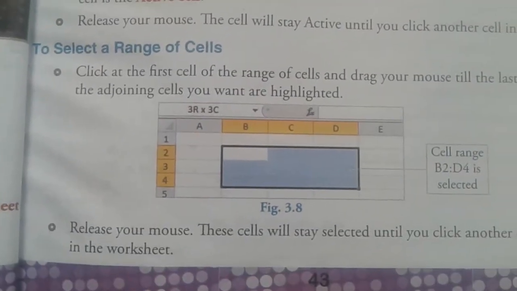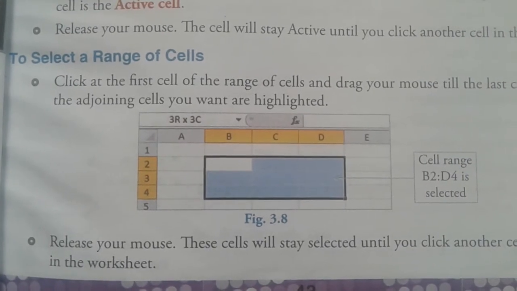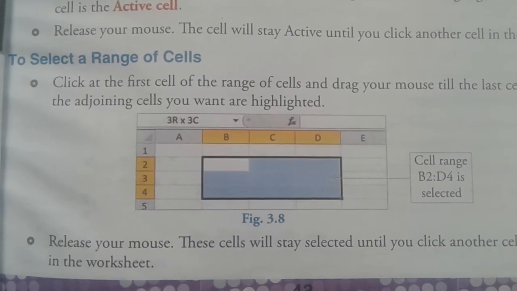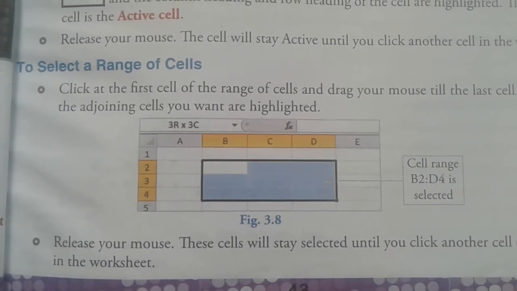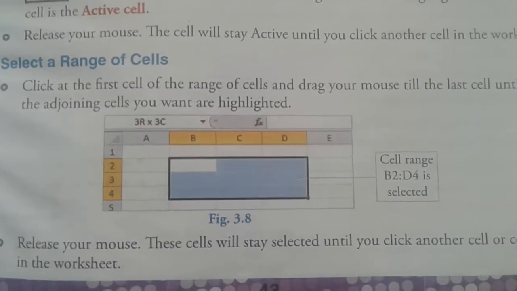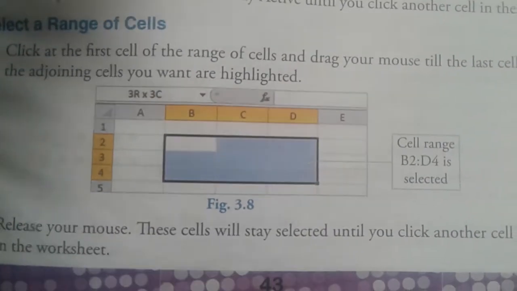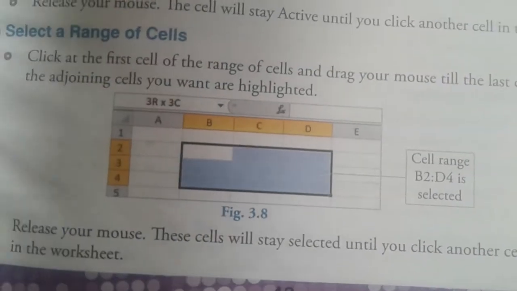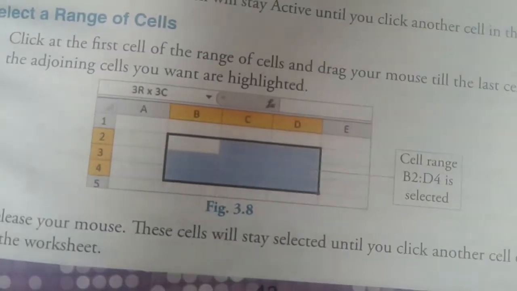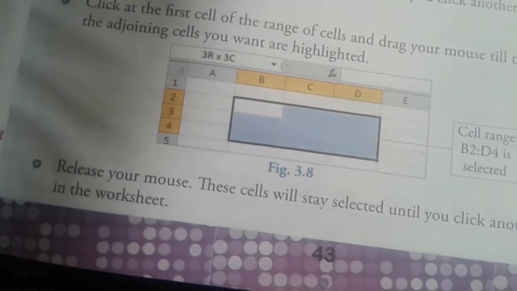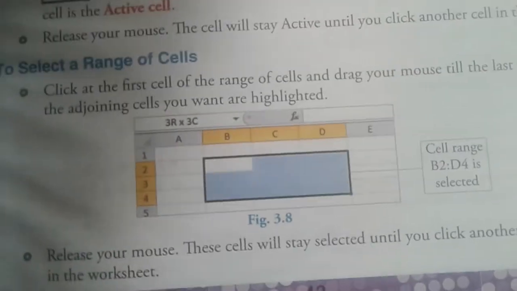Automatically. Release the mouse. These cells will stay selected until you click another cell. And it's showing a cell range in the worksheet like this. So this one is called a cell range. Whenever we want to show a cell range, we have to write the cell address of that particular range.